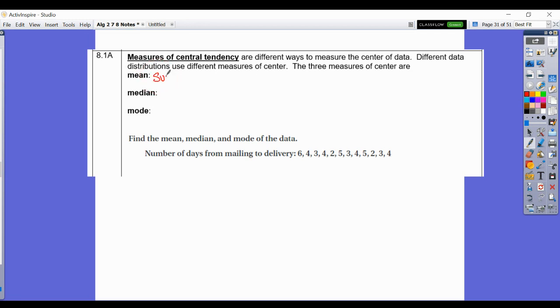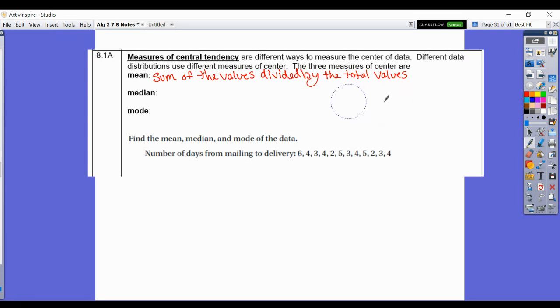So I'm going to write that out. You might want to write it out too for your notes. Sum of the values divided by the total number of values. So add them all up, divide by how many you have. That's usually what I say in my head.